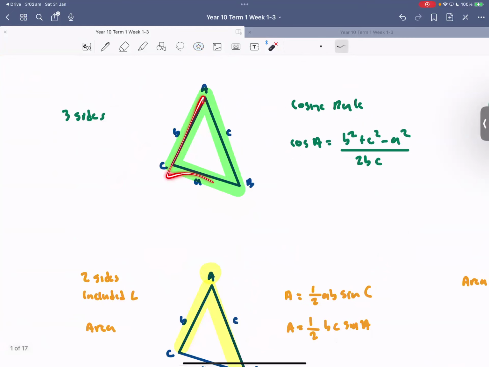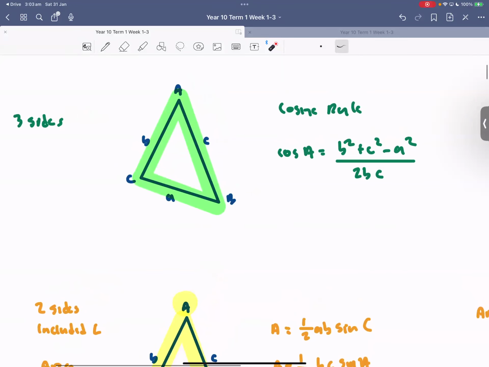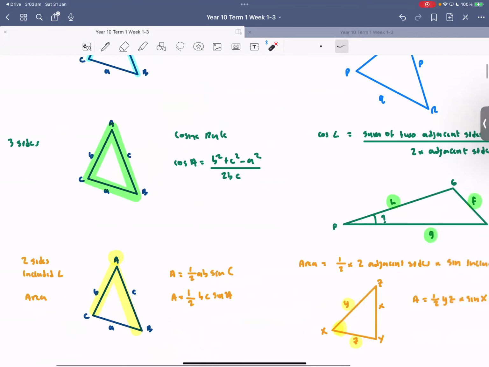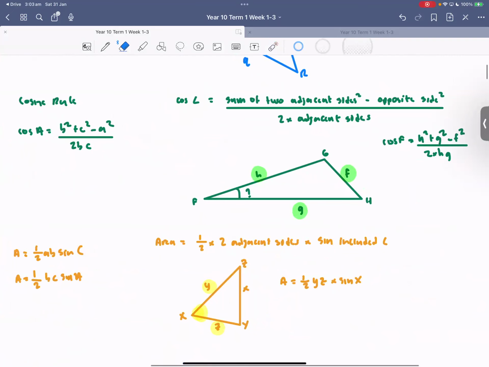Version 2 is if you have all 3 sides. We use version 2 if you have all 3 sides. All right, version 2 is cos A equals (b squared plus c squared minus a squared) over 2bc. That's technically the formula, but you might forget that. It's not easy to memorize that one. So I've got an English version of the rule, and the English version of the rule is this.